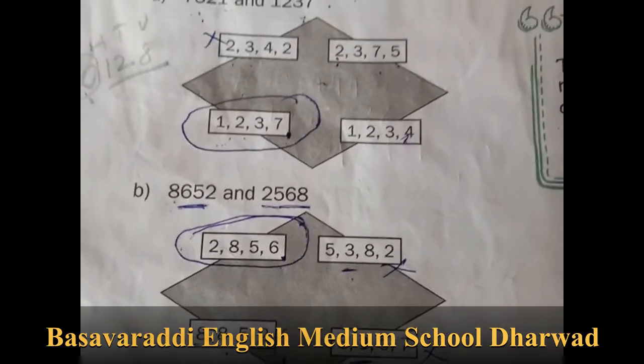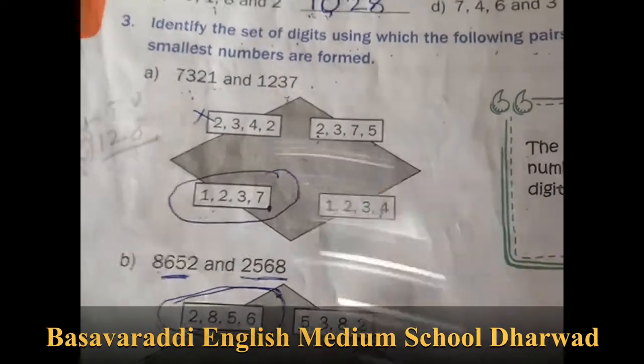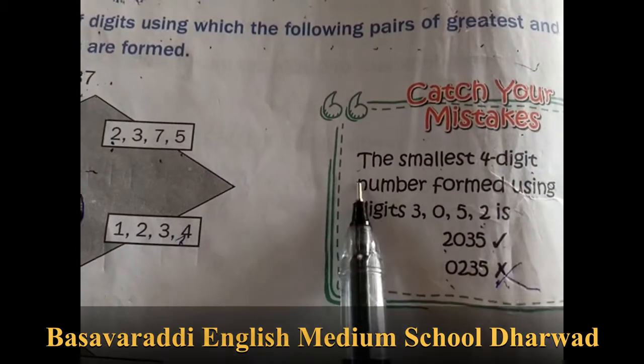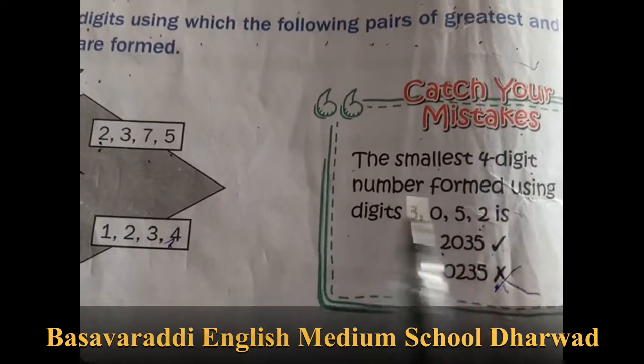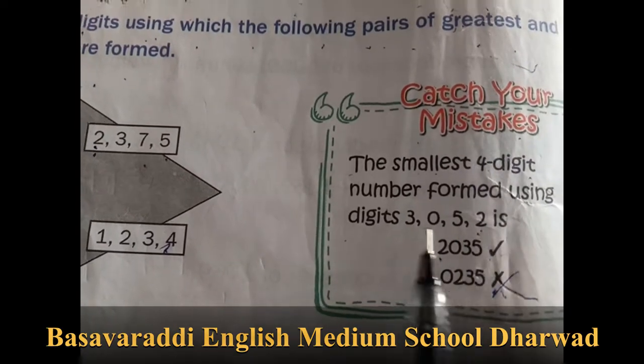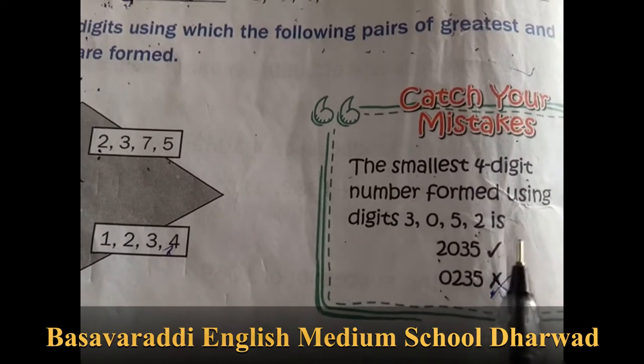So this is the third one. And here: catch your mistakes. The smallest 4-digit number formed using the digits 3052. They have given 3052.